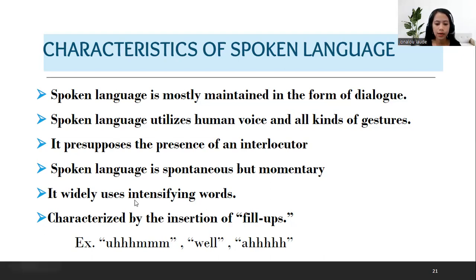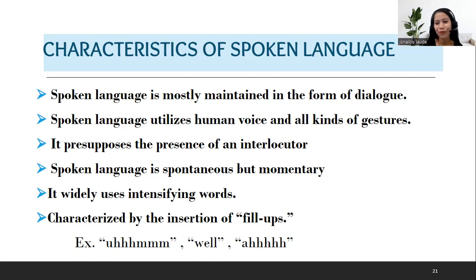The next and last characteristic we have here is that it is characterized by the insertion of fill-ups. In other words, class, these fill-ups are what we call fillers. So what are those fill-ups? For example, words like well, kanang, kuan, manggod ma'am, manggod te. That's actually a classic characteristic of spoken language, class, those words like kanang, kuan.